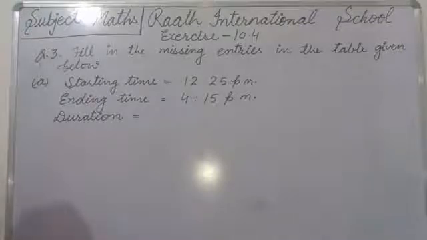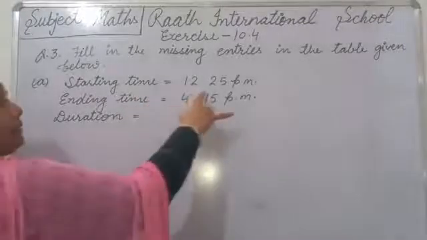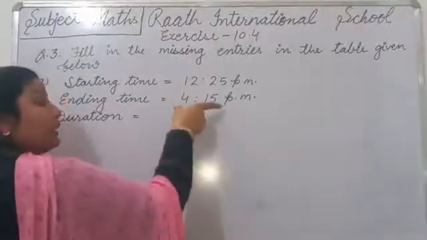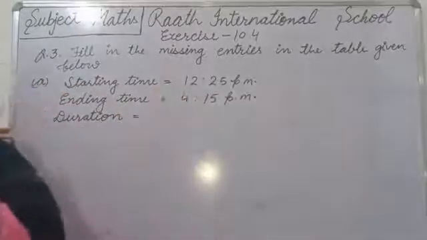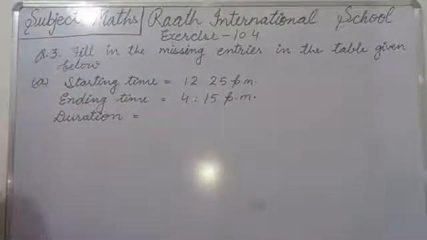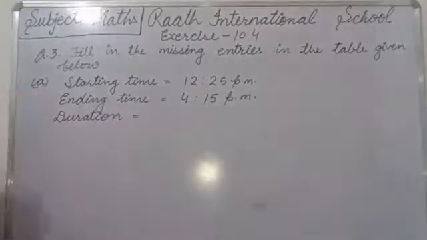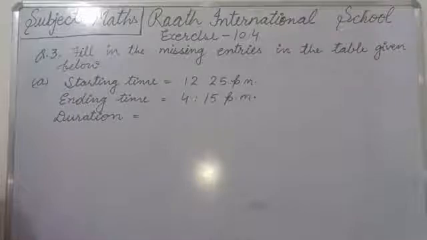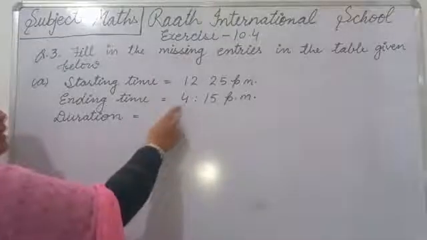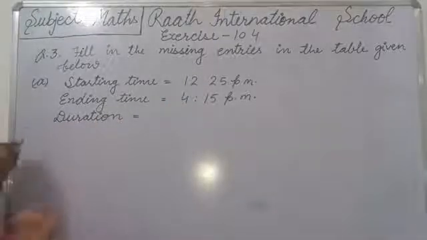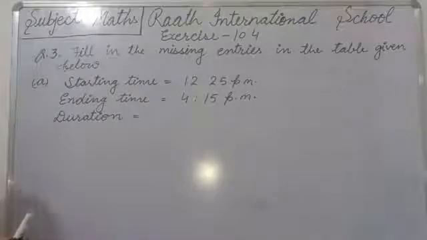Clear? So now here the starting time is 12:25 p.m. and the ending time is 4:15 p.m. As we know, 4:15 is big and 12:25 is small. But you can see there is 12 hours and there is 4. As we know, 12:25 is 12 noon and 4 p.m. is in the evening. So the 12 hours of AM are also included here. So 12 plus 4 is 16 hours. So the ending is big and the starting is small.